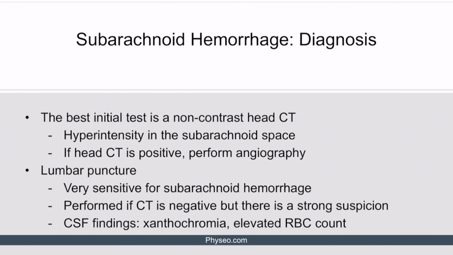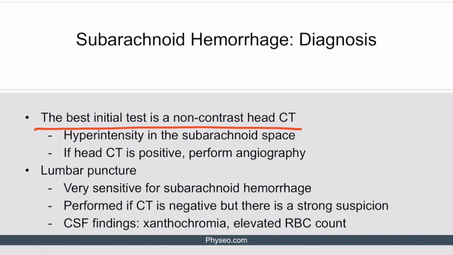When there is suspicion of subarachnoid hemorrhage, the clinician should order a non-contrast head CT. If a hemorrhage is present, it will show up as hyperintensity in the subarachnoid space. A non-contrast head CT demonstrates whether or not a hemorrhage is present, but it does not give any information regarding the vessel that is bleeding. To find out which blood vessel is causing the hemorrhage, the clinician should perform angiography.